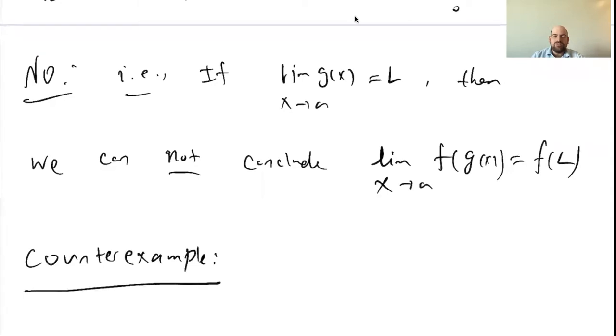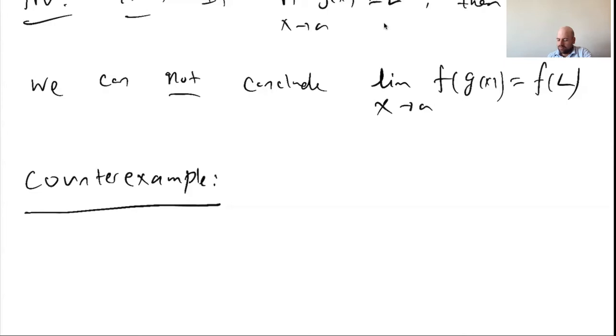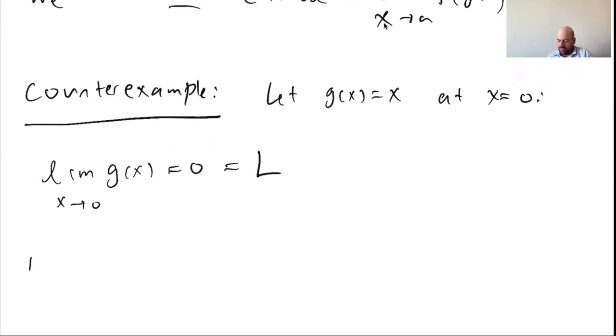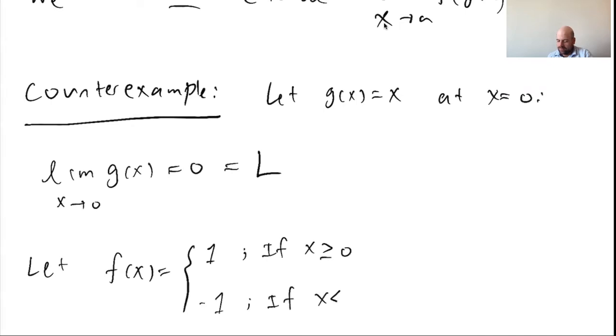So what functions f and g can we use such that limit g is L, but limit f of g of x is not f of L? Here's a counterexample: g of x equals x at x equals 0. Then we can say that limit g of x as x approaches 0 is, of course, equal to 0, which is our L value. And let f of x equal 1 if x is greater than or equal to 0, and minus 1 if x is less than 0.